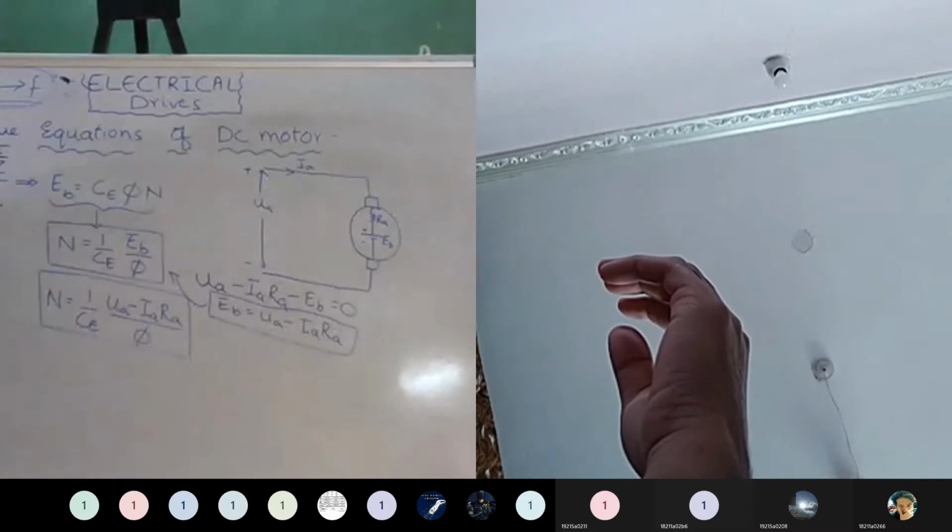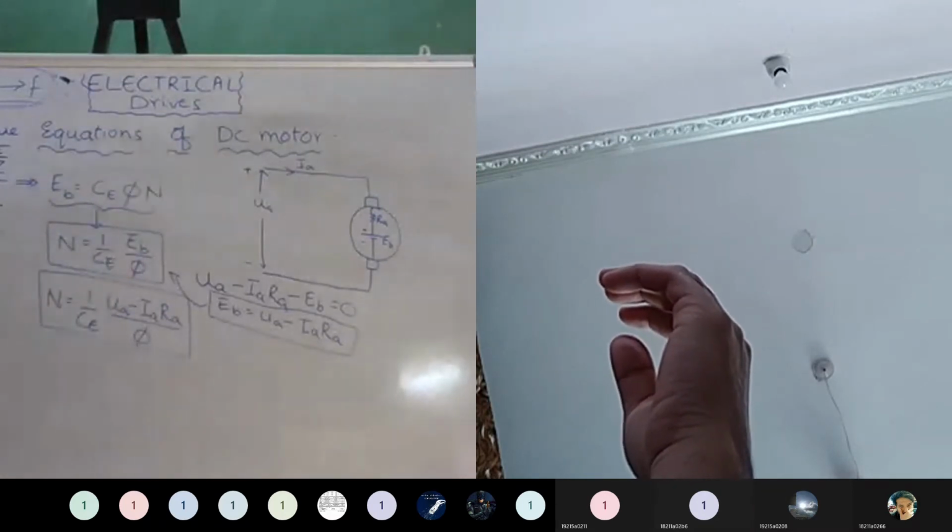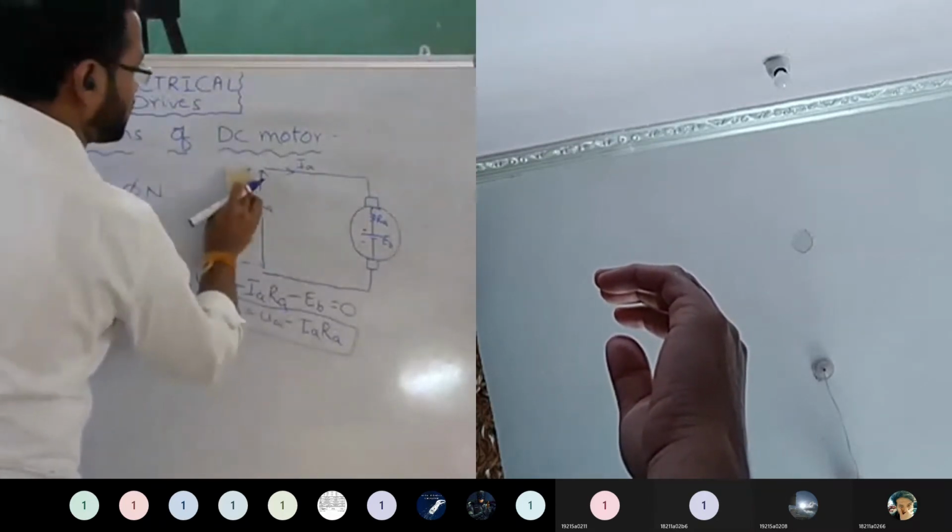So the speed equation we understand. So we will write it aside. What are the speed equations? So I'm removing this one.